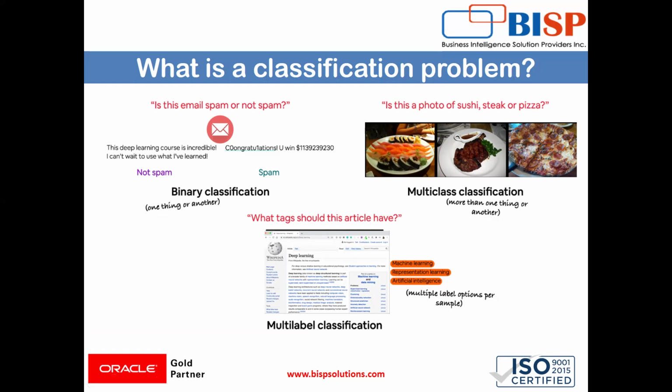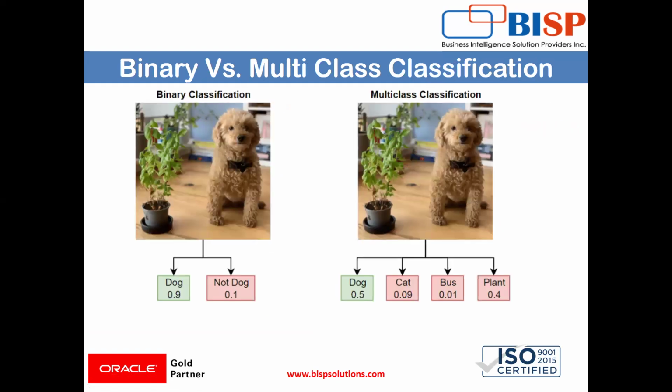Now, what exactly does multi-class classification mean? See here, I am showing you one photo. In this photo, the answer could be more than one. In binary classification, the answer could be either yes or no. But in multi-class classification, the answers could be anything, more than one also. So how is this type of problem resolved? Binary classification is a different thing and multi-class classification is a different thing.